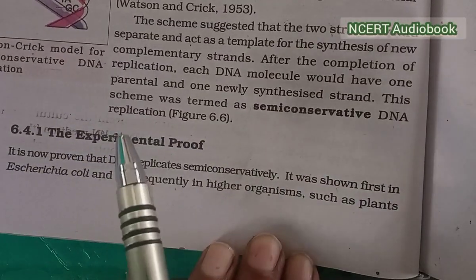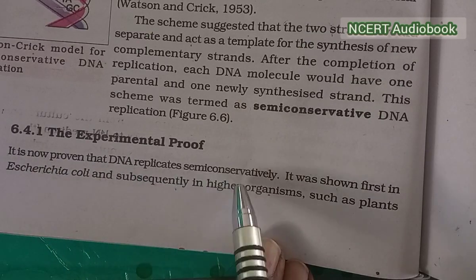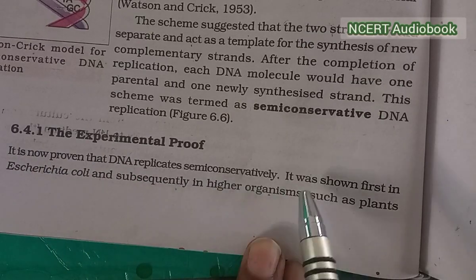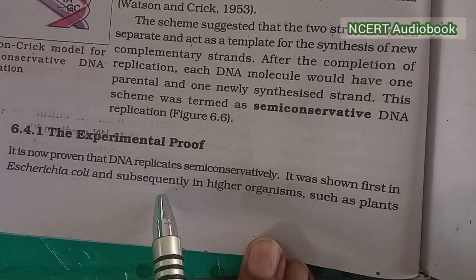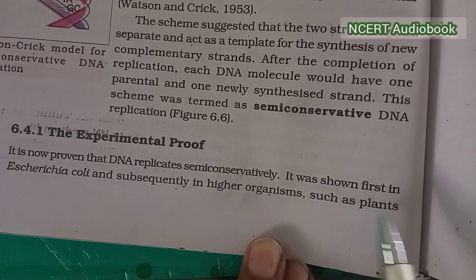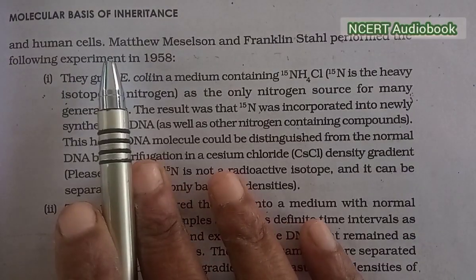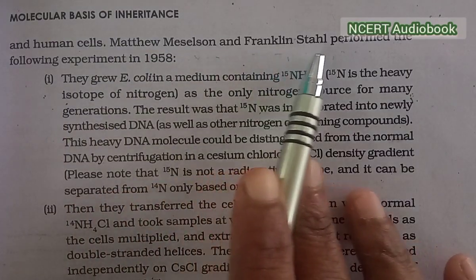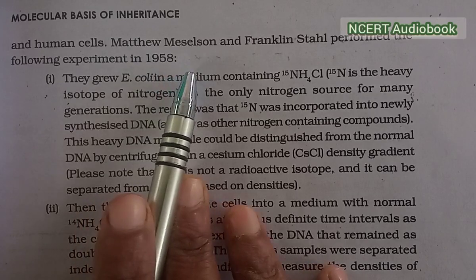The experimental proof. It is now proven that DNA replicates semi-conservatively. It was shown first in Escherichia coli and subsequently in higher organisms such as plants and human cells. Matthew Meselson and Franklin Stahl performed the following experiment in 1958.